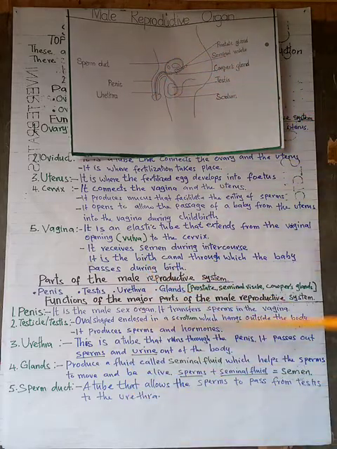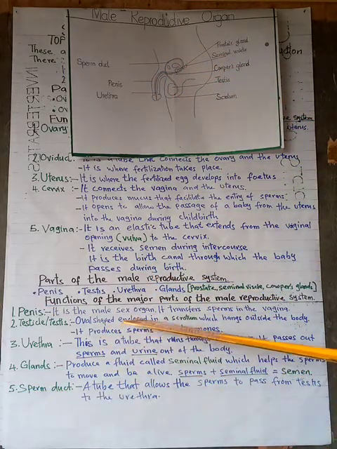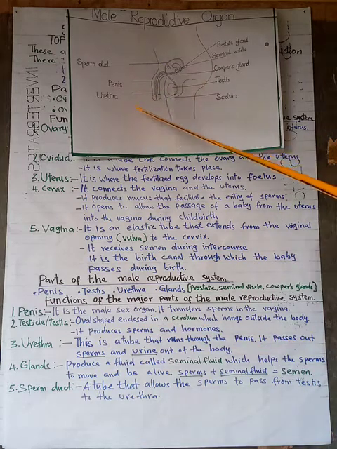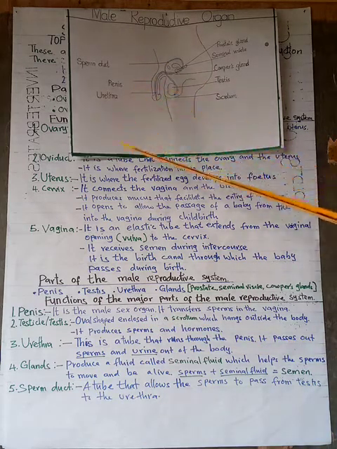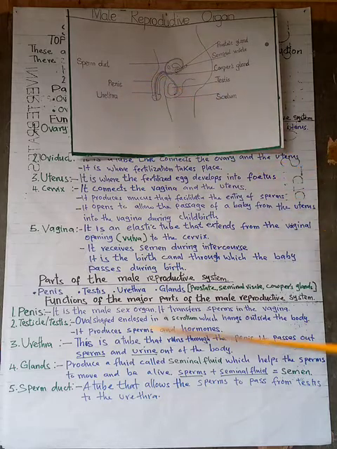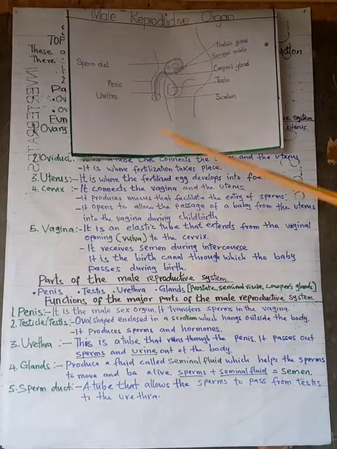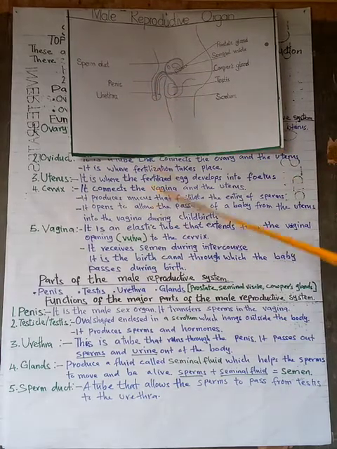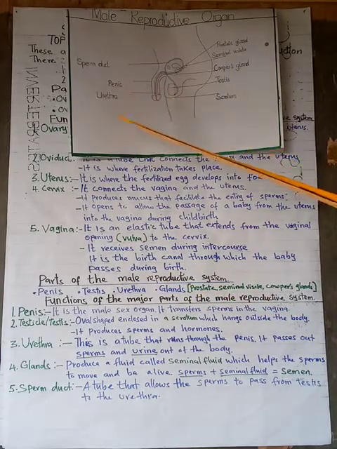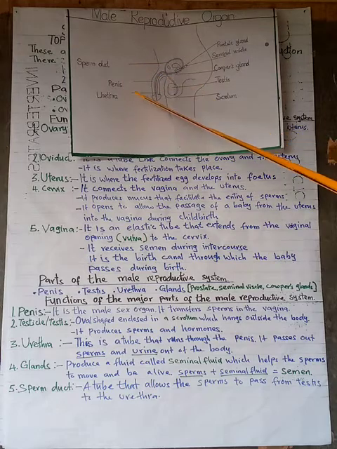So the function of each part. The penis is the male sex organ, and it hangs outside. It transfers sperms into the vagina during sexual intercourse.